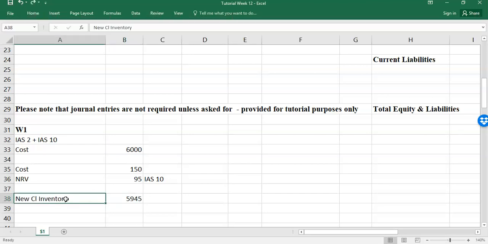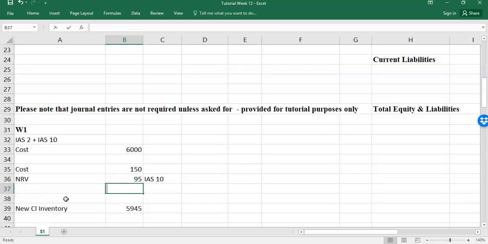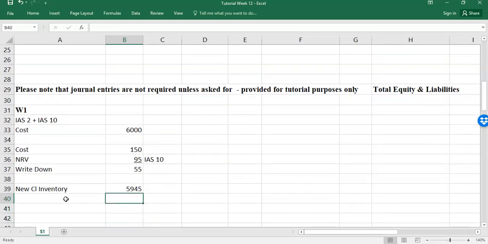So if you want to say here, the difference there is a write down of 55. So even though it happened after the year end, that is covered in IAS 10. So that's an important one that you understand. So that is your 6 million, just so you'll know where it's coming from, minus 55.